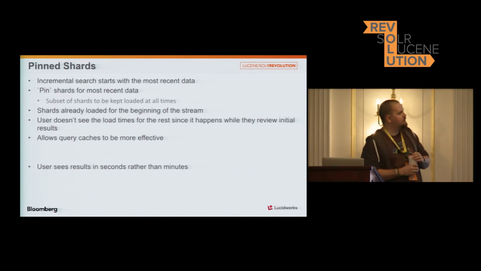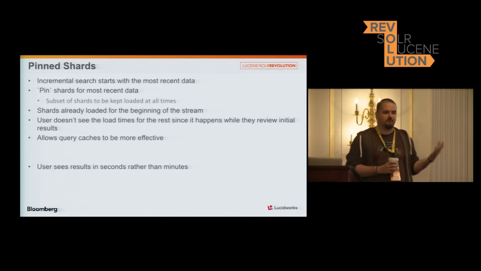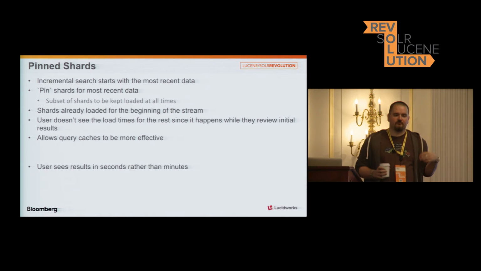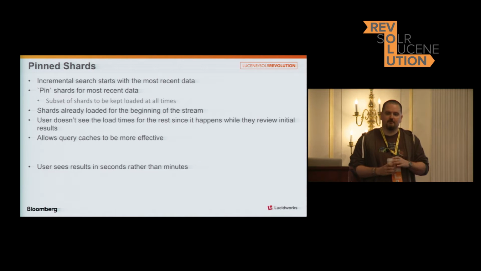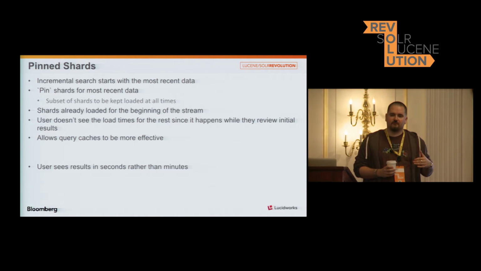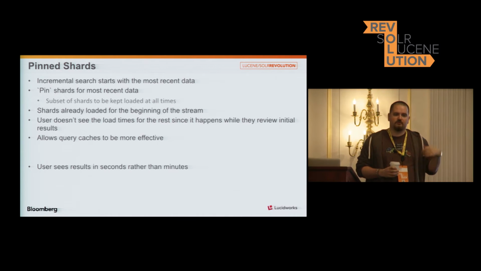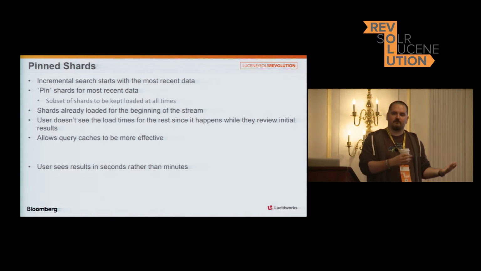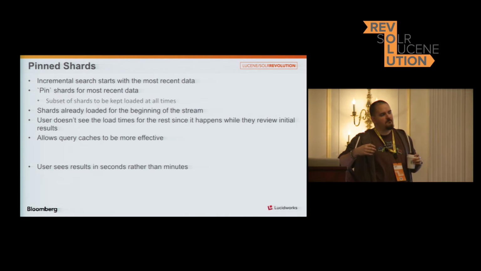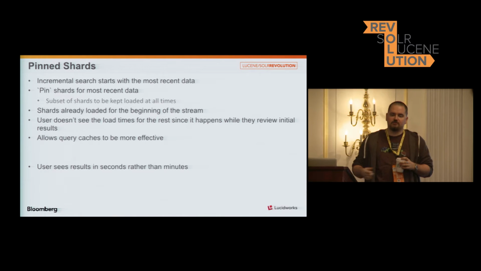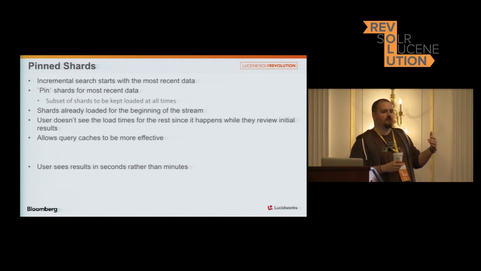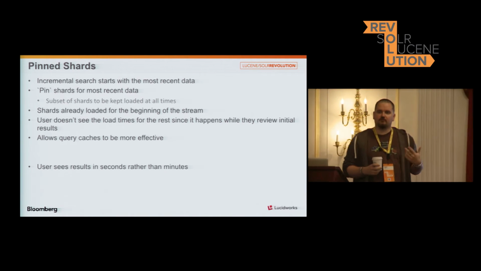Okay, so the improvement that we made upon this is what we referred to as pin shards. What we do is we select a subset of the total set of shards, and we say these are always going to be left online. Generally, because we're doing date range sorted searches, it's the most recent data. And then when the search request comes in, we don't have to wait for that load. The caches are slightly warm if they searched it the day before. And so we can serve up that first page of results really quickly, and then in the background, continue through loading all of the other shards, calculating the rest of the results.